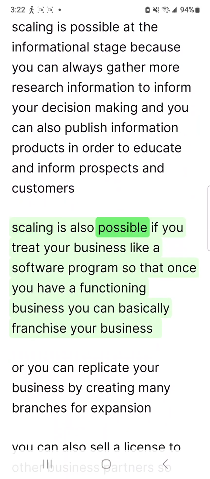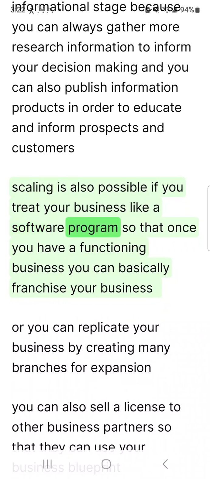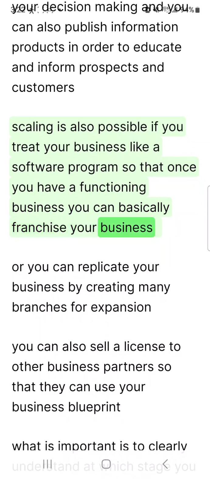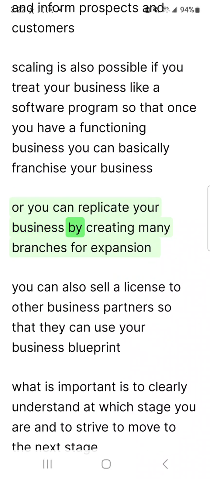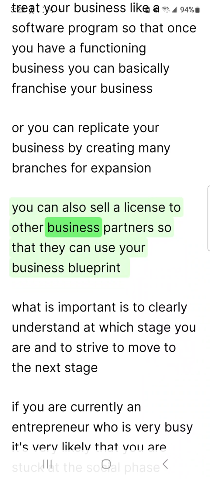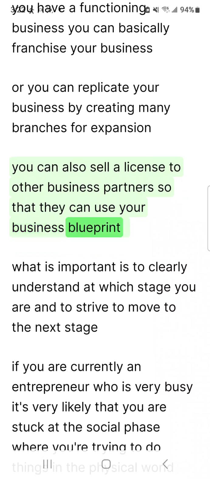Scaling is also possible if you treat your business like a software program, so that once you have a functioning business, you can basically franchise your business. Or you can replicate your business by creating many branches for expansion. You can also sell a license to other business partners so that they can use your business blueprint.